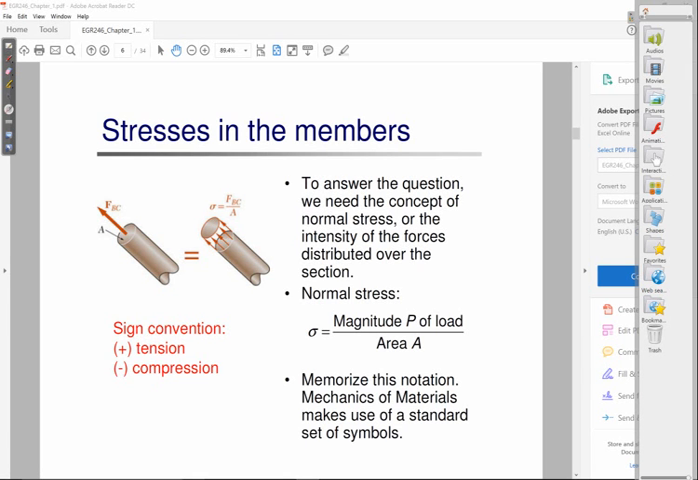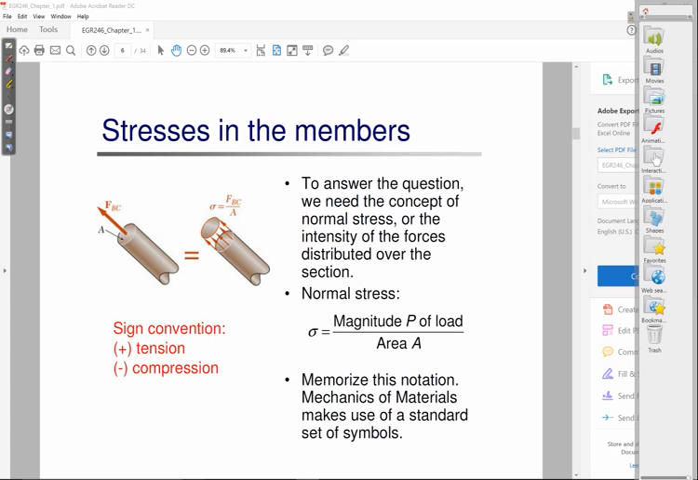When a member is in tension, it's got a tensile normal stress. When a member is in compression, it's got a compressive normal stress. In mechanics of materials, we're going to use a sign convention: positive is always tension, and negative is always compression. This just makes things a little easier. Now you could go ahead and use positive and negative signs rather than having to always specify whether something is in tension or compression, like you had to in trusses from statics.